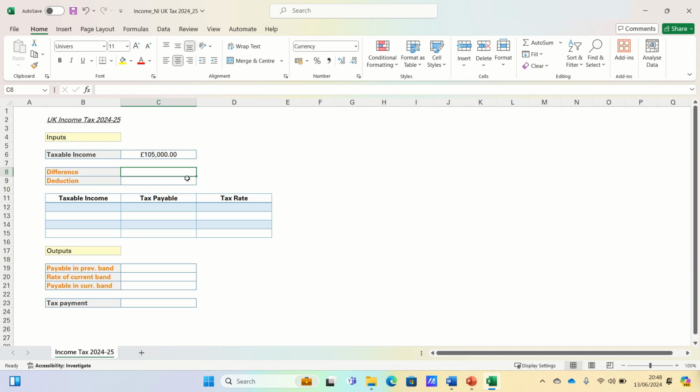The UK income tax system follows a progressive system, meaning that those taxpayers that have a higher income will be in a higher tax band, whereas lower earning taxpayers will be in a lower one. In this video, we'll cover how to create an income tax calculator which automatically returns your income tax payment based on the taxable income figure that you input.